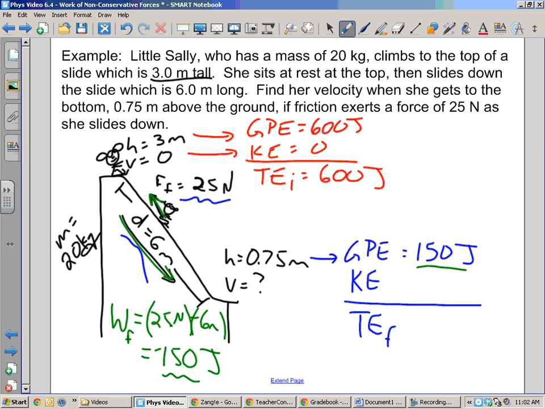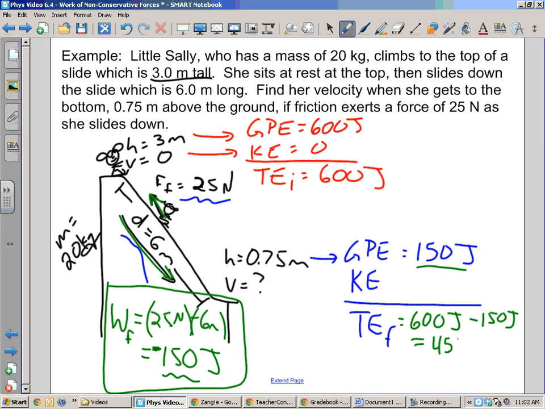Okay, so what this is telling me, write this down, you guys, this work is telling me that friction caused Sally to lose, because of the negative sign, 150 joules of energy. So my total energy final is going to be the 600 joules that we started with minus the 150 joules we lost because of friction. So the total energy final is going to be 450 joules. And now that I know that, I can find my kinetic energy, right? 150 plus something is 450. So the kinetic energy has got to be 300 joules, which I can now use to find her velocity.